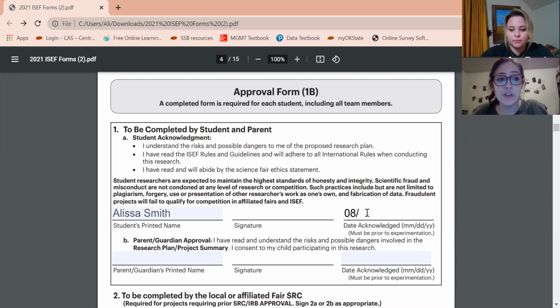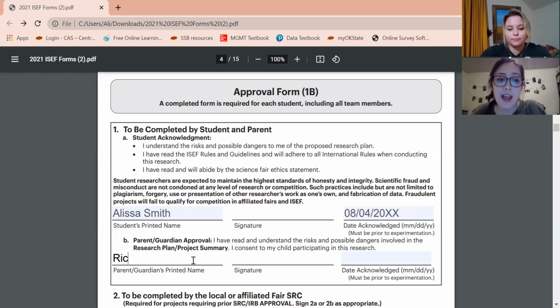For the date, make sure you use a date before experimentation begins. To clarify, in Form 1A on page 32, you put the date your experiment begins, and if you begin the experiment on September 1st, the date in Section 1 must be before September 1st.